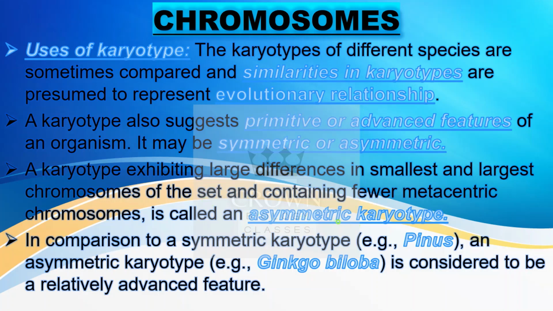And this asymmetric karyotype should also contain fewer metacentric chromosomes. And what these metacentric chromosomes are, you know very well: the centromere is located centrally. In comparison, a symmetric karyotype is shown by Pinus, that is a tree, and an asymmetric karyotype is shown by Ginkgo biloba, that is also a tree. So this asymmetric karyotype is considered to be a relatively advanced feature as compared to the symmetric karyotype, which is exhibited by Pinus.